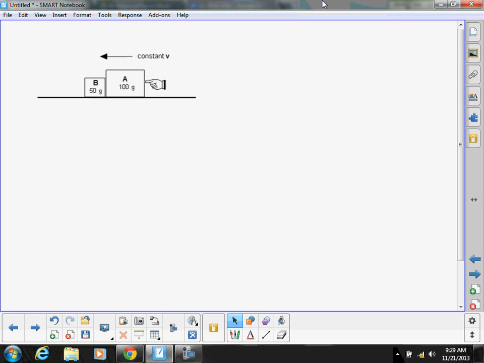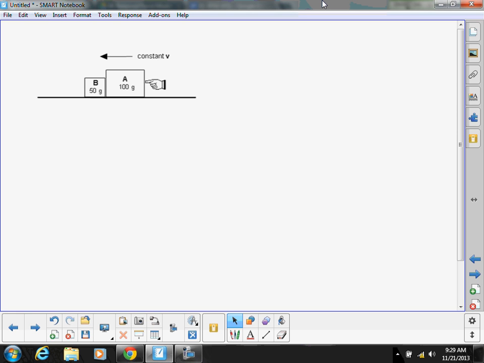So to begin with, let's take a look at the situation that's going on here. We have two blocks, block A and block B. They have different masses. They are being pushed by the mysterious floating hand. They're being pushed to the left, and we see here that we have a constant velocity in that direction. So it is being pushed, the blocks are sliding, and they're sliding at a constant velocity.